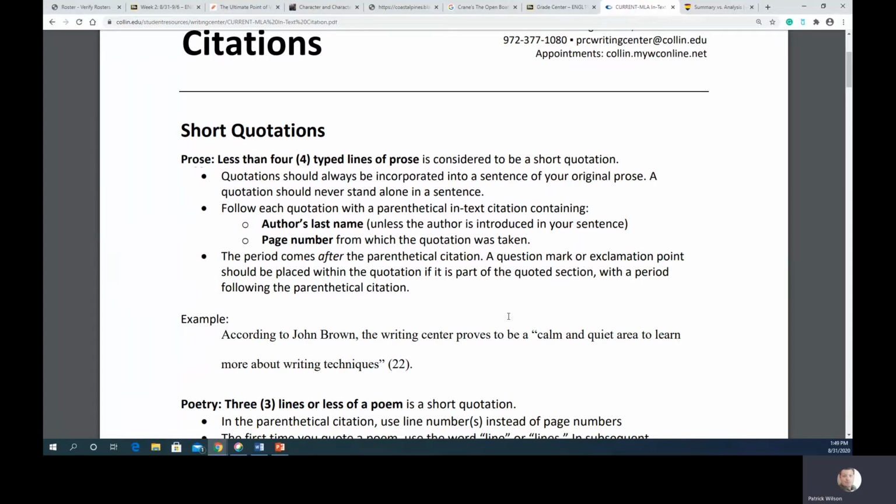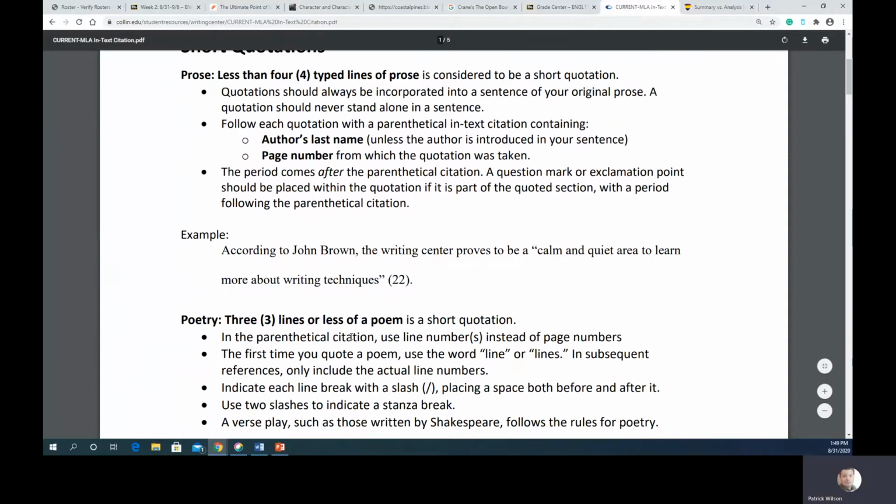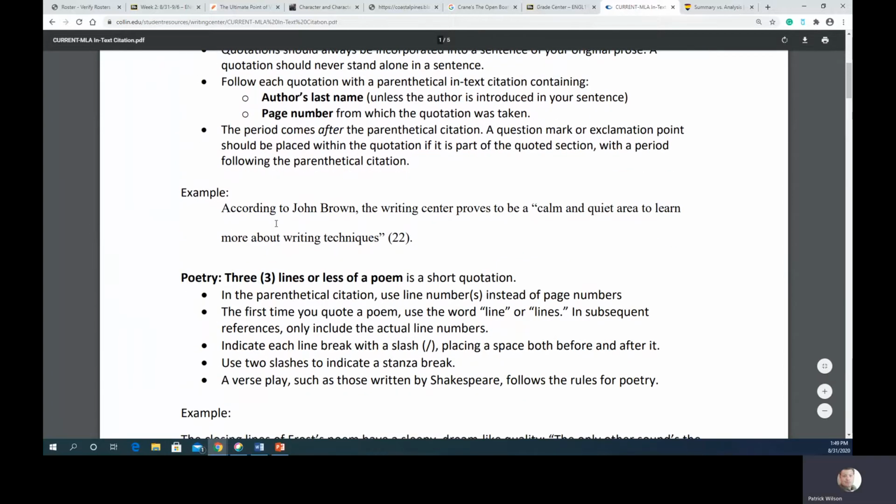Keep in mind, the period comes after the parenthetical citation. A question mark or exclamation point should be placed within the quotation if it's part of the quoted section, with a period following the parenthetical citation. So here is an example of a short quotation.